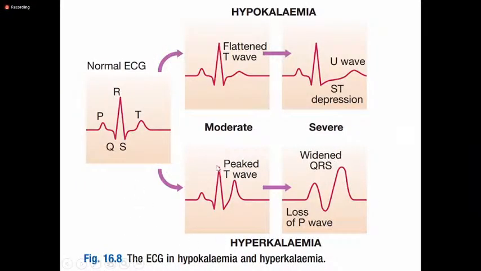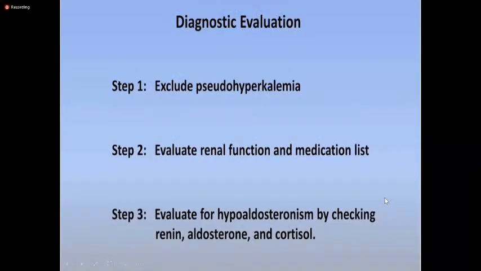So the bottom row depicts what we've discussed. There's a peaking of the T waves. Yeah, we can't appreciate the P wave anymore, which was here. There's widening of the QRS. And so this now forms what is known as the sine wave.